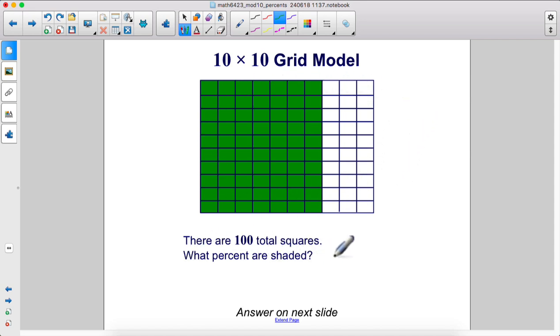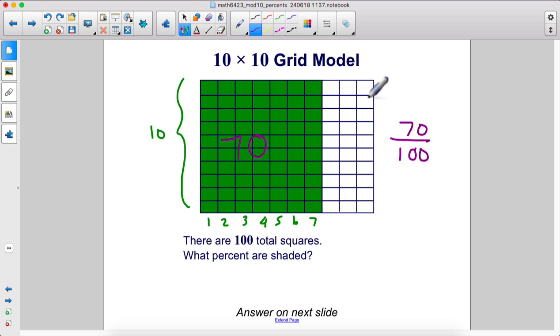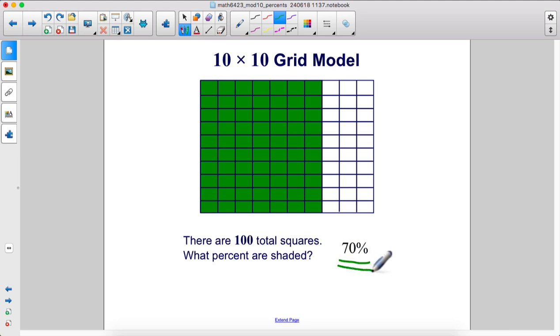What percent are shaded? All right, so we have 10 rows and 1, 2, 3, 4, 5, 6, 7 columns shaded. And so since there's 10 here and 7 here, there are 70 shaded squares out of 100 total squares. So therefore, the answer is 70%. 70% of the grid is shaded.